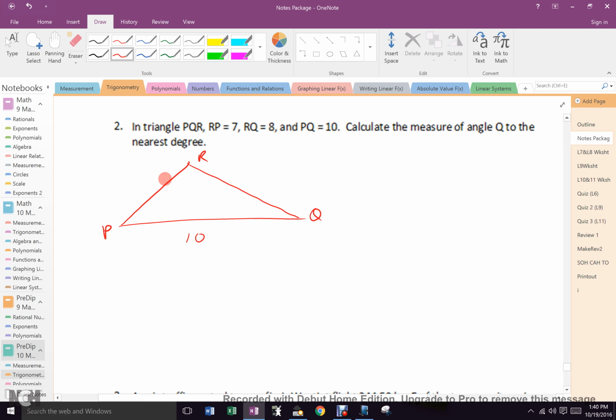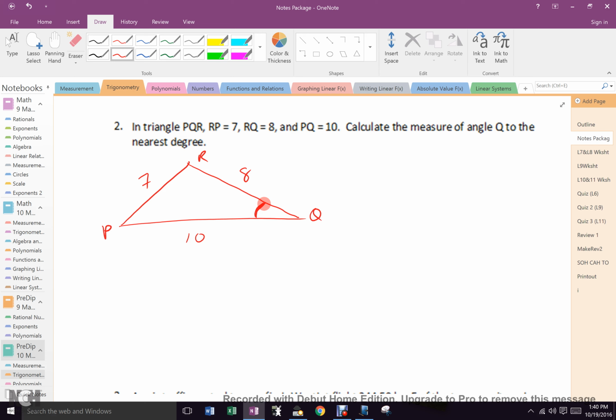So, what does that make this side? PR? RP? 7. What's that make this side? 8. I want angle Q right here, yes? I want an angle. So can I use the regular cosine law? No. Or do I have to use the manipulated one? I got to use the manipulated one.